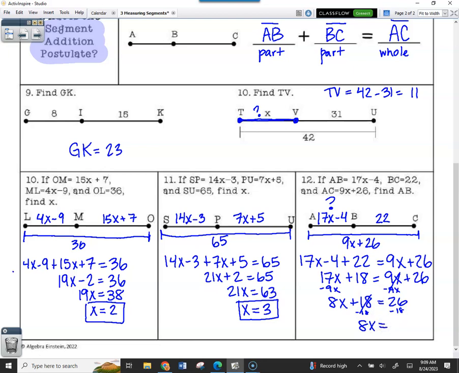What's 26 minus 18? So x is 1. But it didn't ask for x, it asked for AB. You plug the 1 in right here, and what do you get?